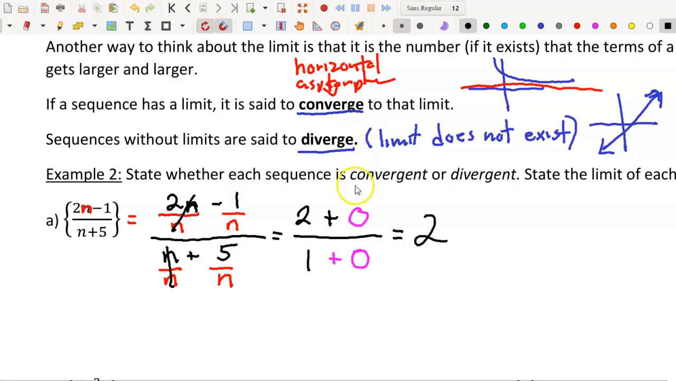And we haven't answered the question. If we get a number here, since we've got a number, we know it's convergent. It converges, because it just says state. It doesn't say state what the limit is, it says state if it converges or not. So we have to say it's convergent.